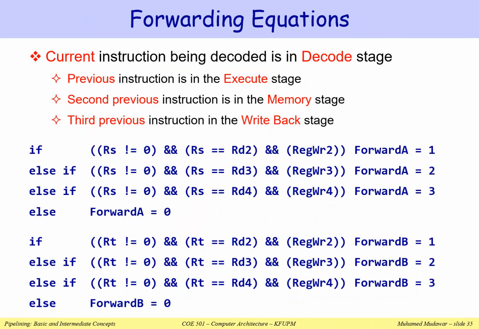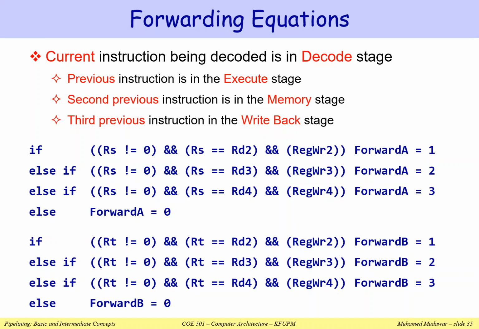Now let us write the forwarding equations that will produce forward A and forward B. Remember that the current instruction, which is being decoded, is in the second stage of the pipeline. This is the instruction decode stage. The previous instruction will be in the execute stage. The second previous will be in the memory stage, and the third previous will be in the write back stage.